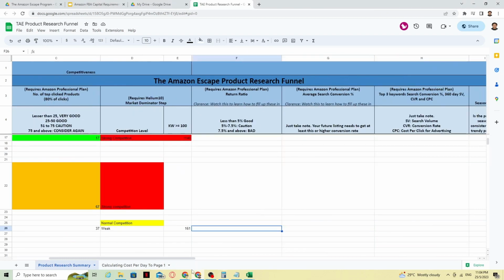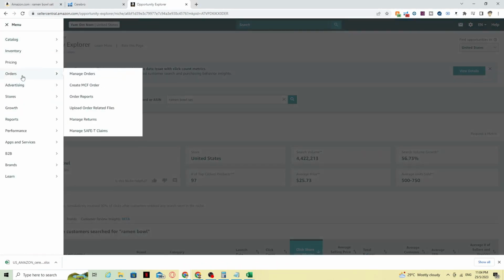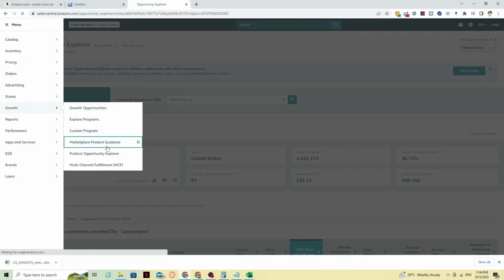So next one is return ratio. Let's go, return ratio we see on Amazon. We look for this thing called the marketplace product guidance.